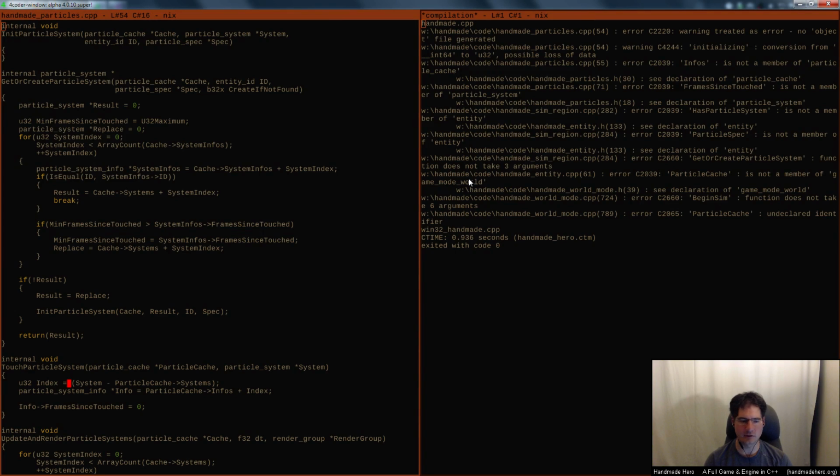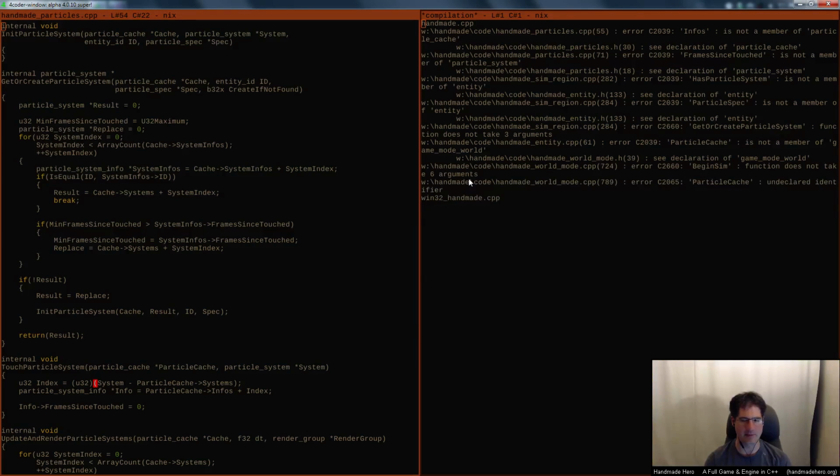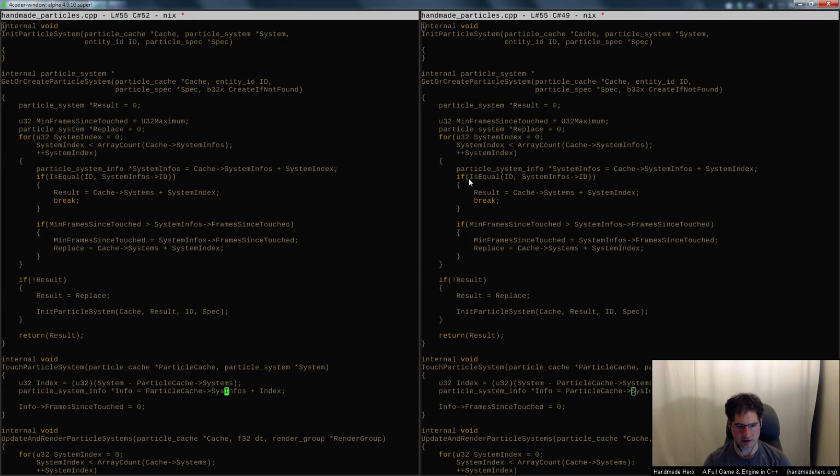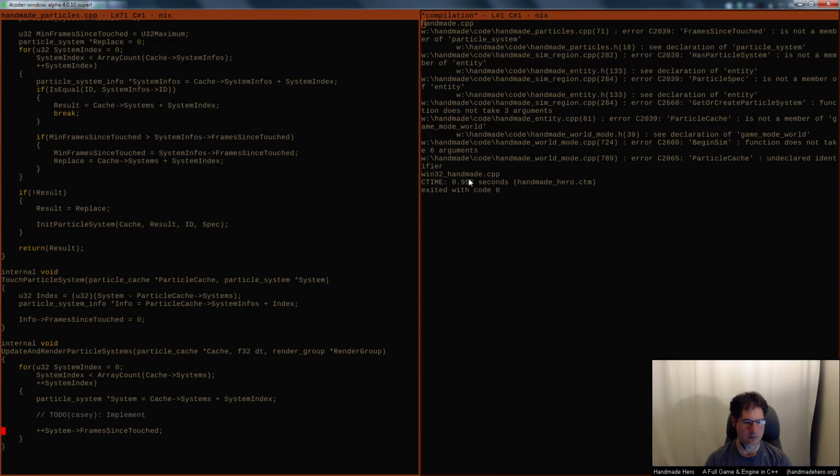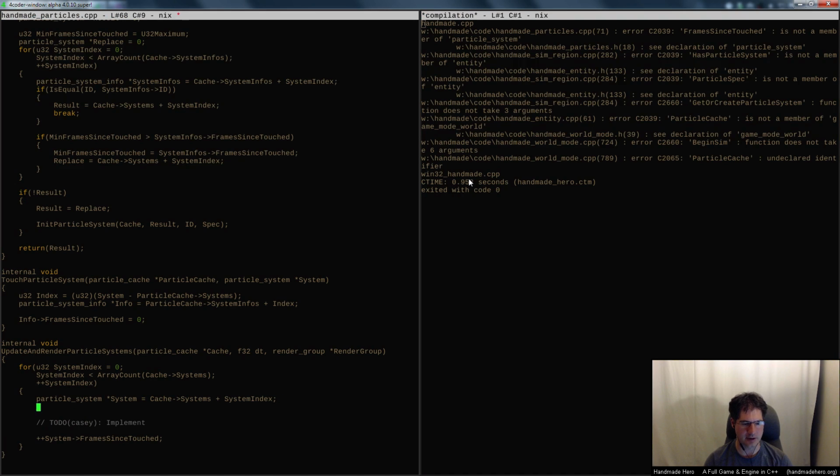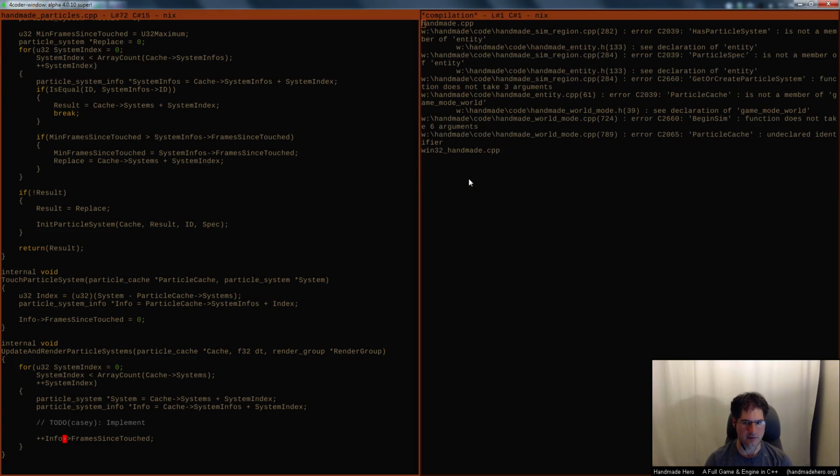Conversion from int4, yes. Don't worry, there will not be that many particle systems. And I think this was actually system infos. So when we go ahead and do these, in this case, when we're looping through both of them, we only do this loop once, so I don't really care about how efficient the accessing is here. So I will just say we access both of them, and I will increment the frame since touch there.